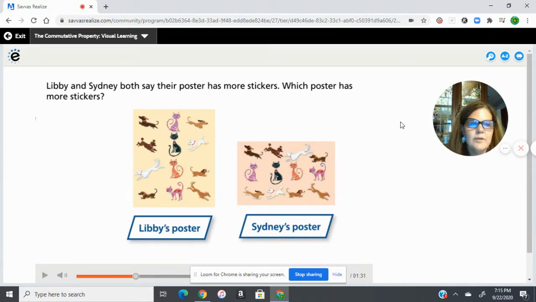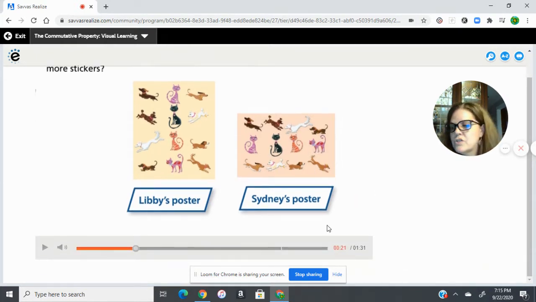Okay, so let's look at both of the posters. They have some of the same stickers. I can see some of the same dogs, some of the same cats. Libby's poster has 1, 2, 3, 4, 5, 6, 7, 8, 9, 10, 11, 12 stickers on it. And Sydney's poster has 1, 2, 3, 4, 5, 6, 7, 8, 9, 10, 11, 12. So it sounds like they both have 12 stickers on their poster. They just look different.